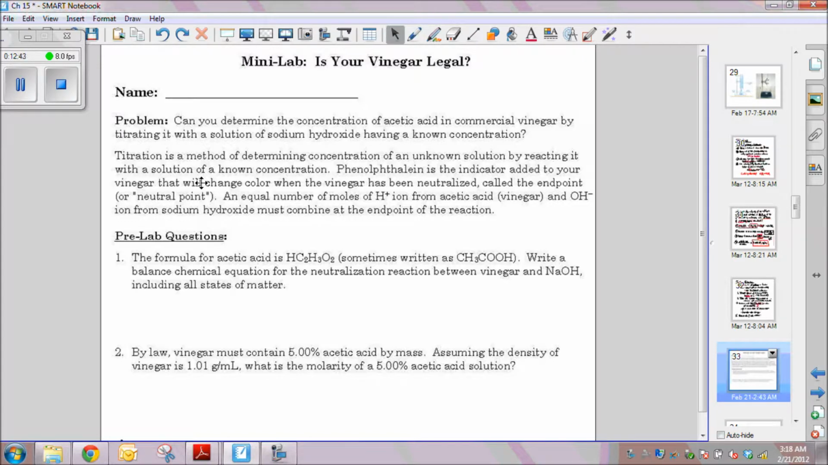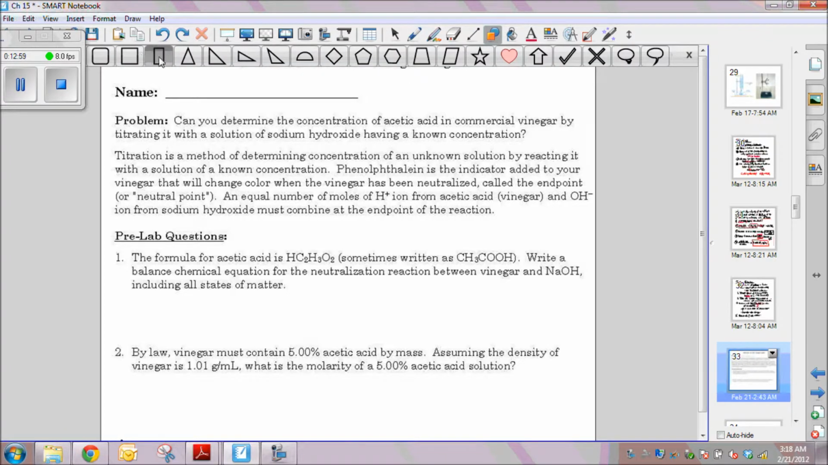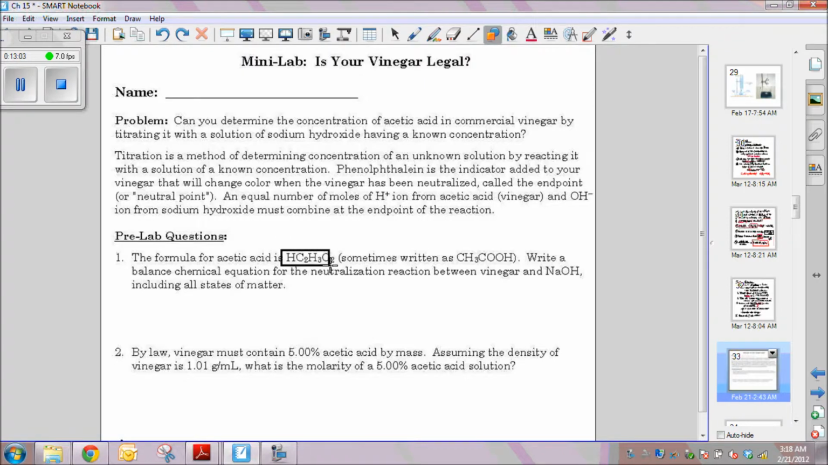Now, you can read the procedure and the problem statement. For homework tonight, though, you have the 2 pre-lab questions. The first one is, as you expect, write a balanced chemical equation for the neutralization between vinegar, and vinegar is acetic acid. The formula for it is shown right here, and that first H is the ionized species right there. So write a balanced chemical equation.